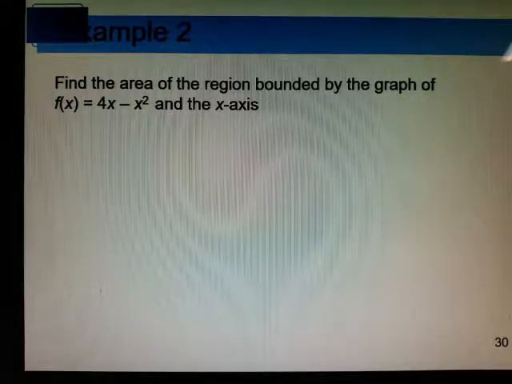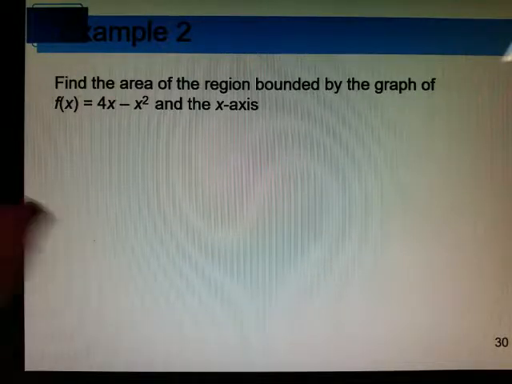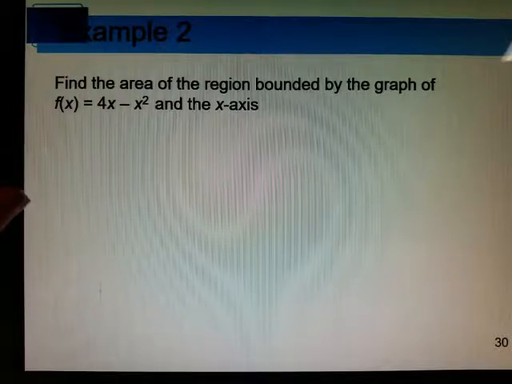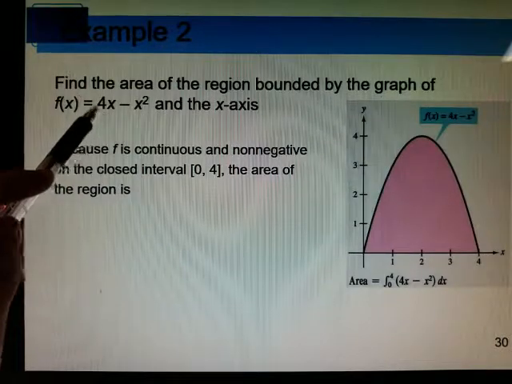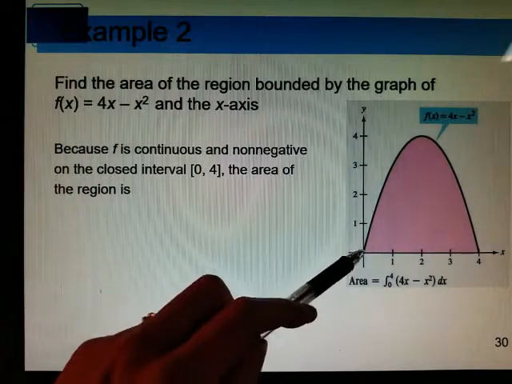All right, so it wants us to find the area of the region bounded by the graph of 4x minus x squared and the x-axis. That's all I know. I have nothing else written here. So I need to figure out where that graph crosses the x-axis. I need to set the equation equal to 0 to do that. So setting the equation equal to 0 would give me x equals 0 and x equals 4. So it crosses at 0 and 4.